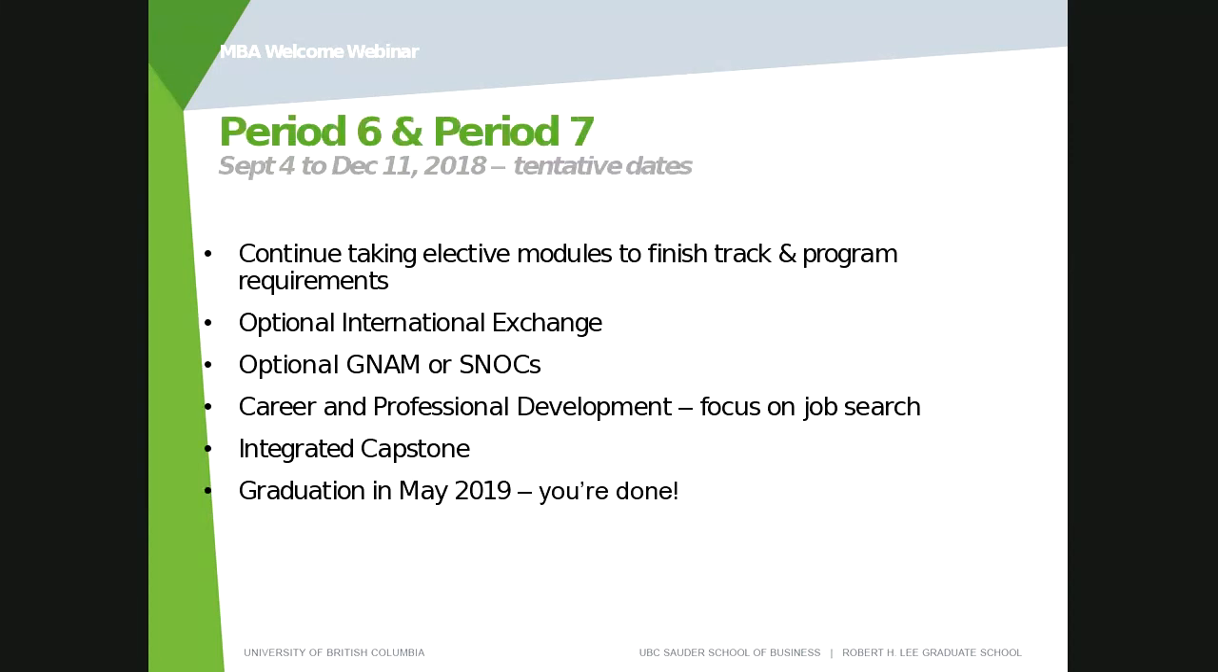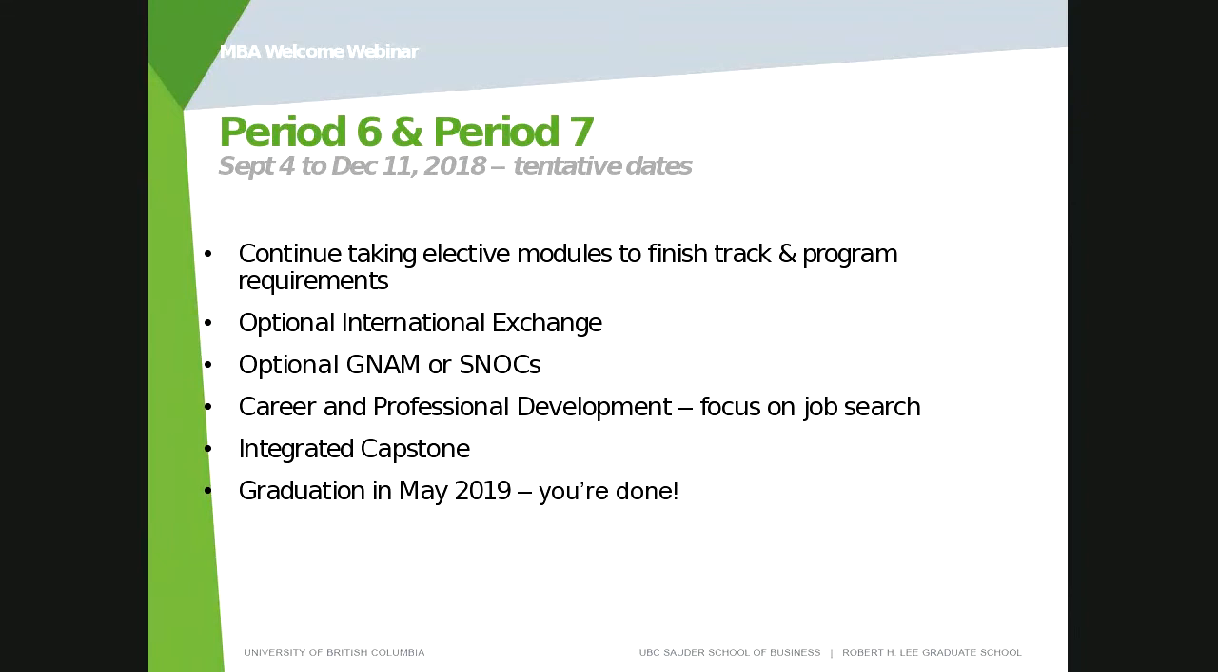Okay, thanks, Mary. So after your summer experience, we move into period 6 and 7, which is the final 4 months of your program, so September to December next year. In this time period, you're taking the rest of your elective modules to finish your track and program requirements.